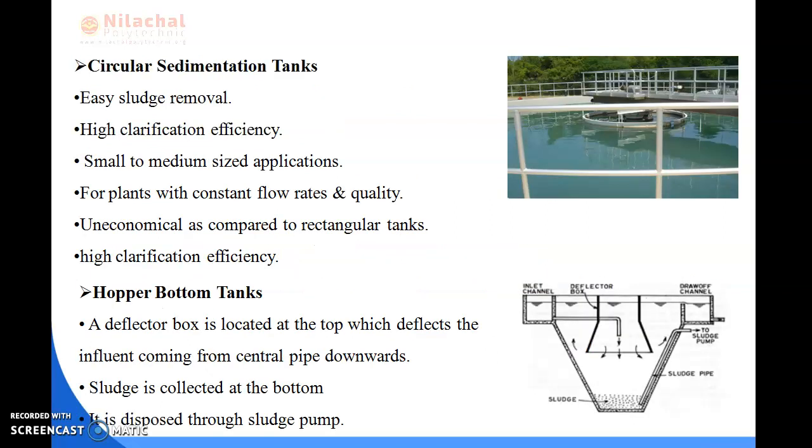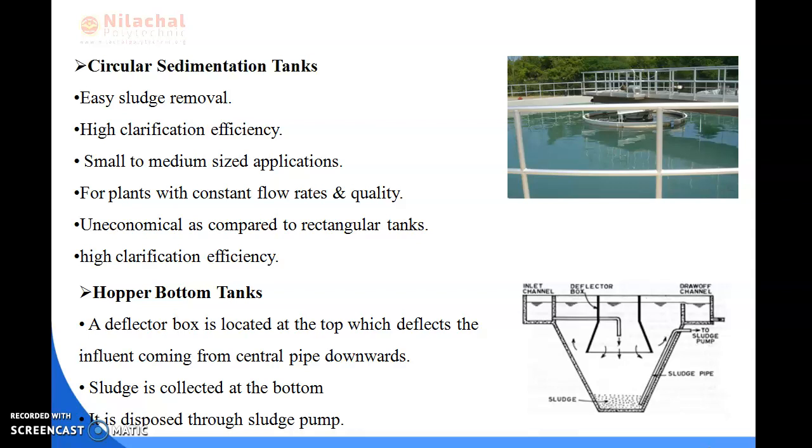Next we discussed the circular sedimentation tank. Here you can see the diagram of the circular sedimentation tank. It is easy to remove the sludge, has high clarification efficiency, and is suitable for smaller to medium sized applications for plants with constant flow rates and quality, but it is uneconomical as compared to rectangular tanks.